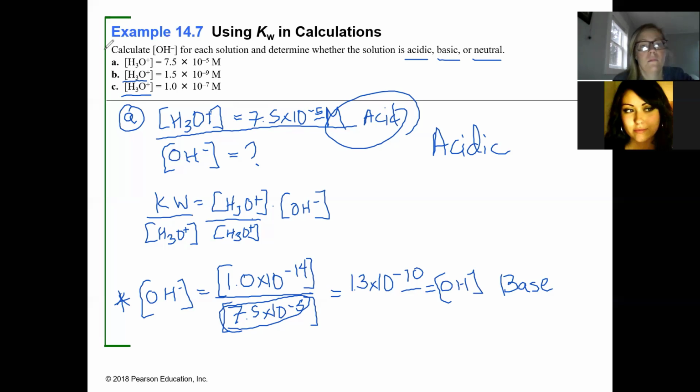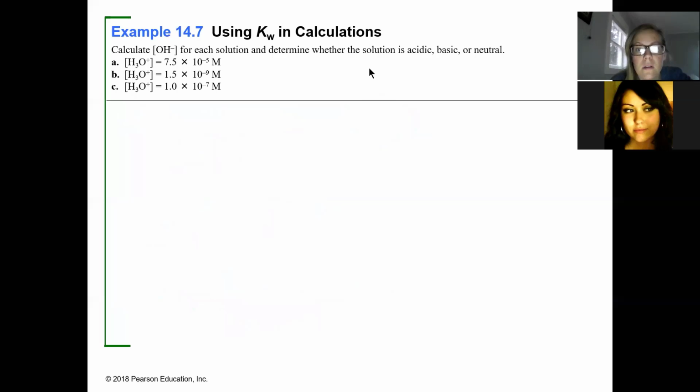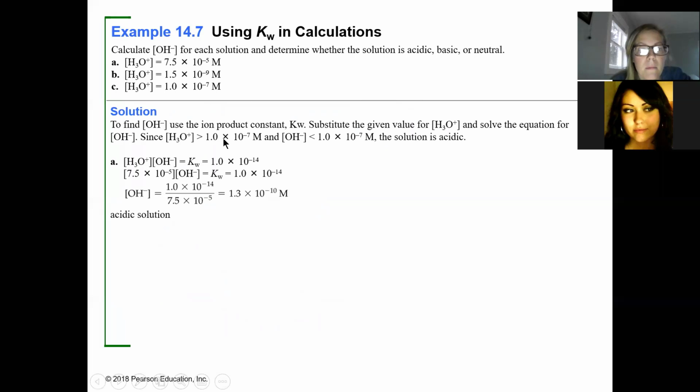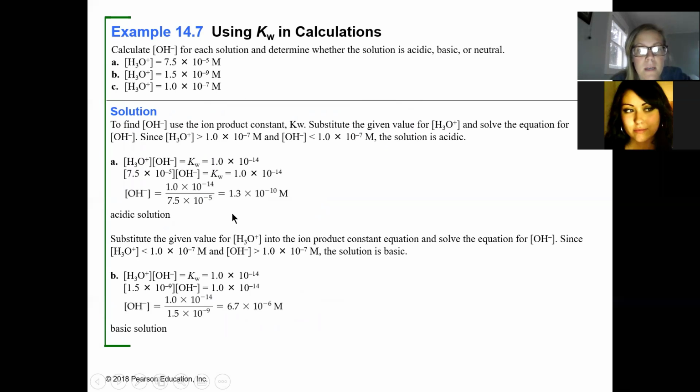Okay, so instead of having to deal with my horrible handwriting for all of these, we will just pull up how they did it. So this was the A that we did. In B, same setup. You take your 1.0 times 10 to the negative 14th, you divide it by the 1.5 times 10 to the negative 9th, and you should end up with 6.7 times 10 to the negative 6.